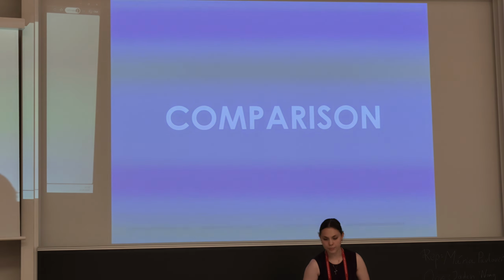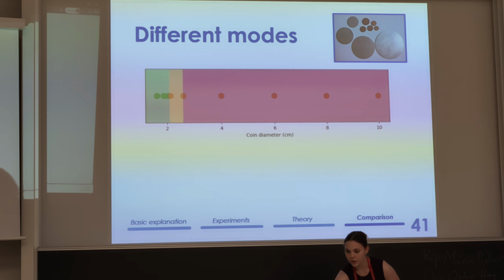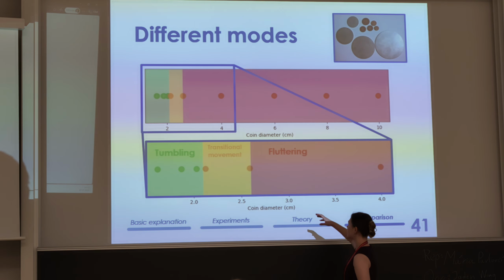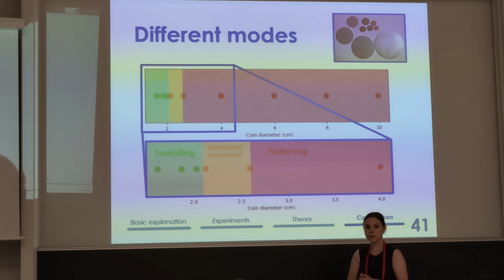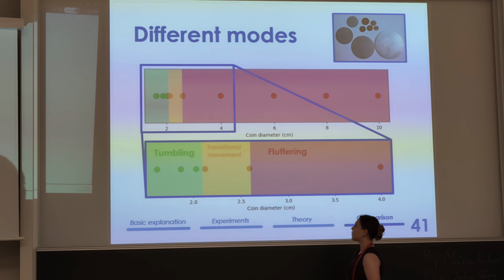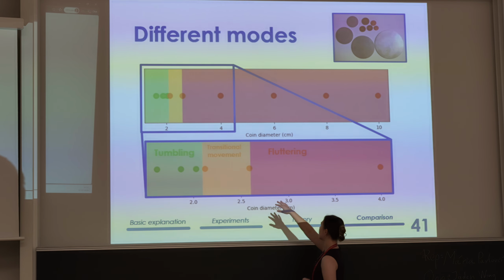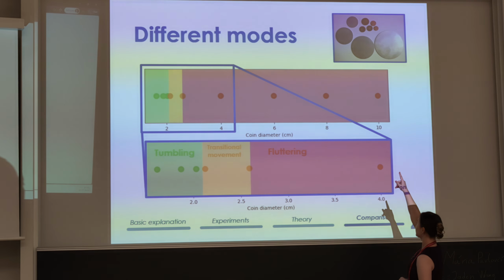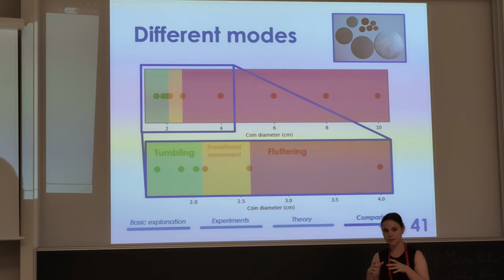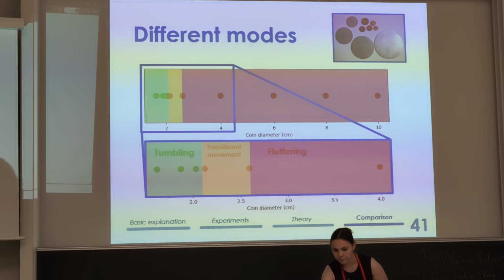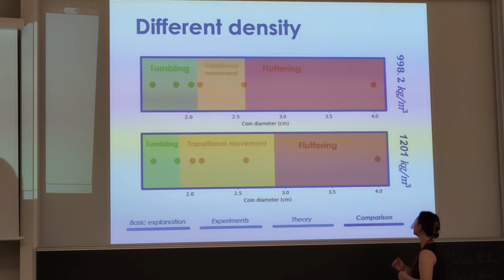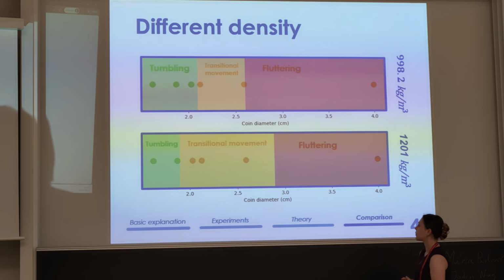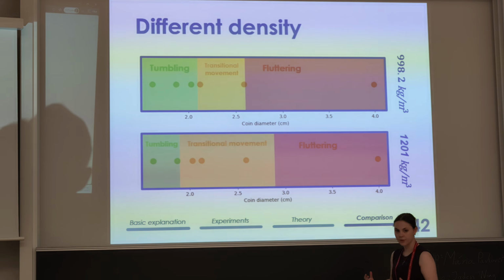So to compare, let's start with the different modes. We can see that the different modes do depend on the coin diameter, as I explained in the basic explanation. So this is the tumbling, the transitional movement, and the fluttering, with most of the coins in the fluttering region being the big discs, not my actual small coins. Then I changed the density by adding salt to the water, and we can see a slight difference in the strength.